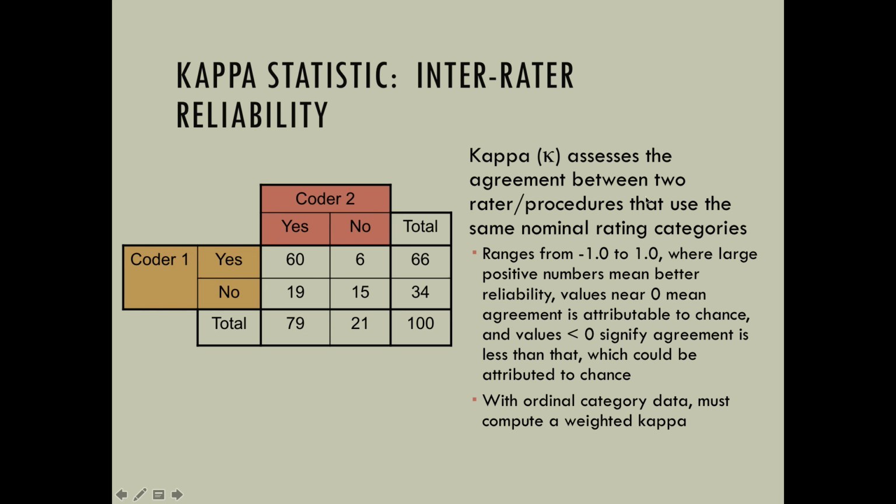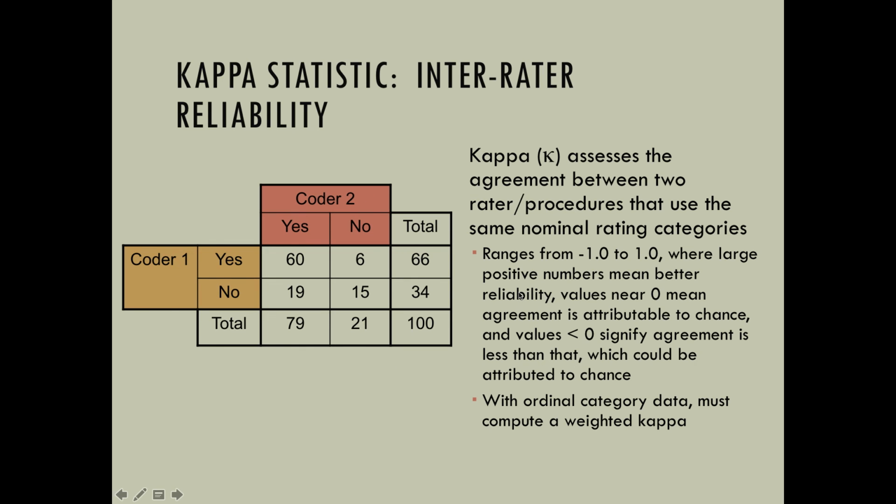The kappa statistic is if you are doing inter-rater reliability. So if you're doing qualitative studies, you want to see if your people that are classifying the data into different groupings or categories are doing it in the same way. You would use this kappa statistic.